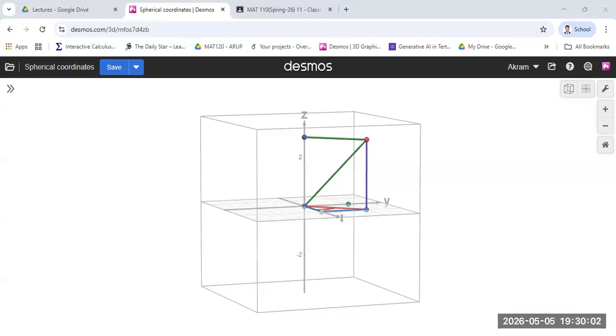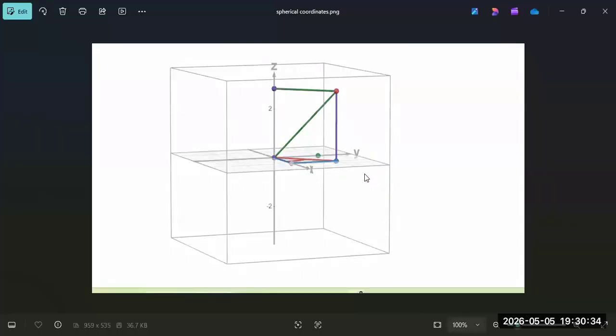Spherical coordinates. Here, please. Okay, so I think you can see the new images, right, sir?